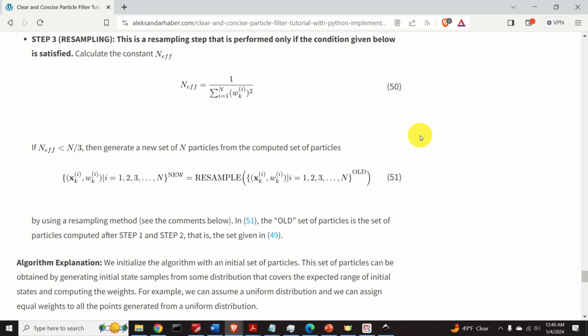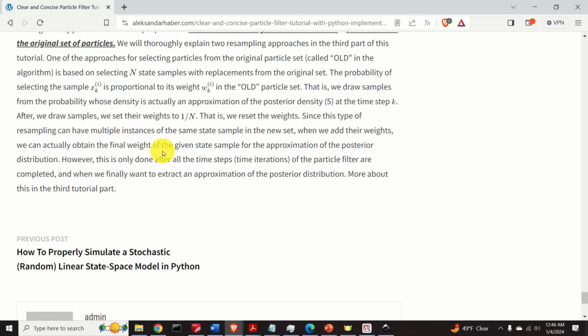Since the time propagation of every particle consumes computational resources, we waste computational resources by propagating particles with very small weights. One of the most effective approaches to deal with the degeneracy problem is to resample particles. This means that we generate a new set of N particles from our old set of particles, and that's precisely this step. We will thoroughly explain two resampling approaches in the third part of this tutorial.